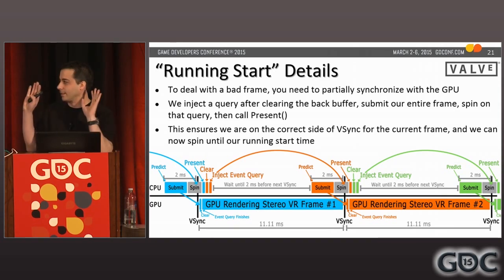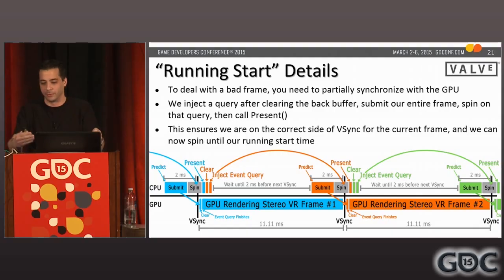Okay? This is the running start algorithm. This is how you implement it. It might be a lot to digest, but the thing you might be thinking about is, why do I need to spin on that query, right? We already have this call. I'm already spinning when I'm waiting to running start, I'm spinning on the call to time since last VSync. Why can't I just keep doing that and spin until after VSync?